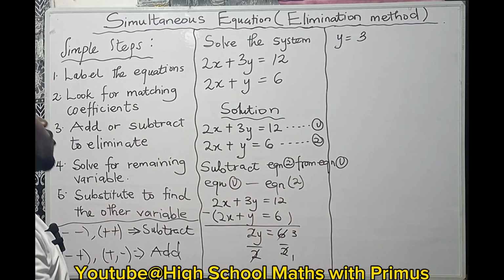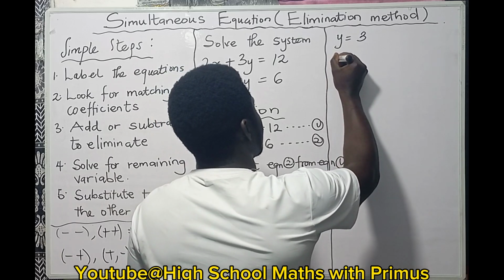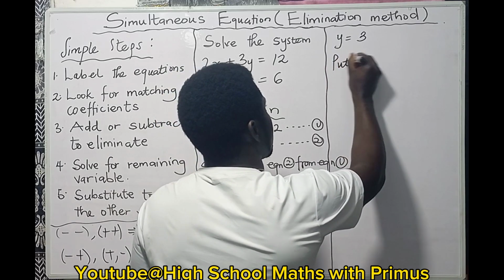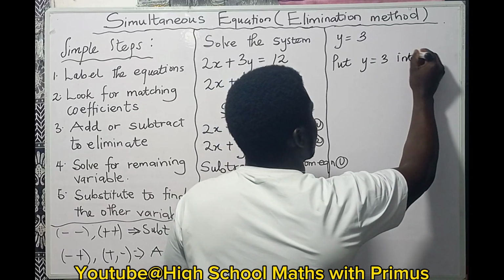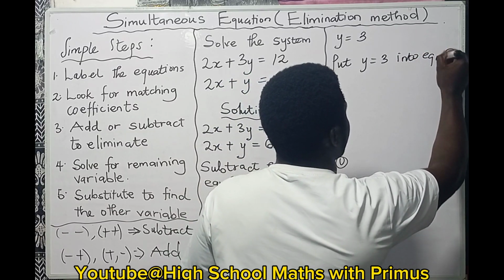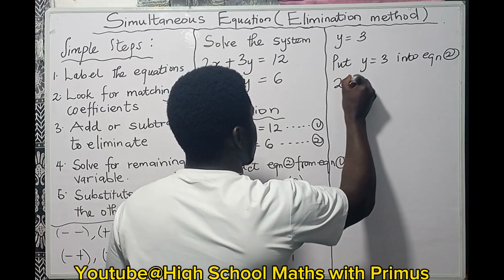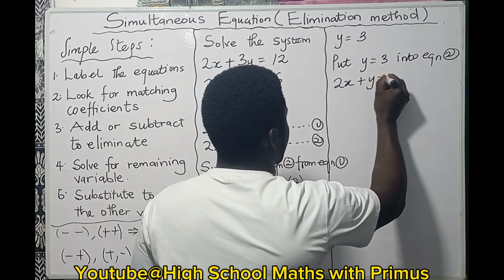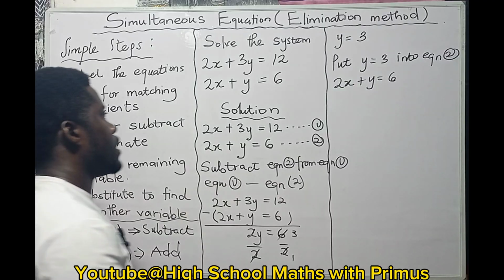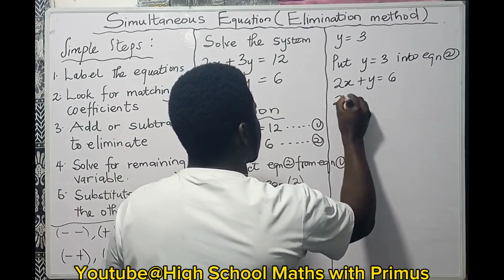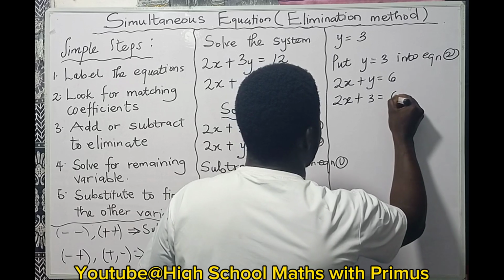In this case, I will substitute y into equation 2. So I say put y is equal to 3 into equation 2. Where is my equation 2? I quote it. This is equation 2: 2x plus y is equal to 6. Wherever I see y, I replace it with 3. So this is the same as having 2x plus 3 is equal to 6.